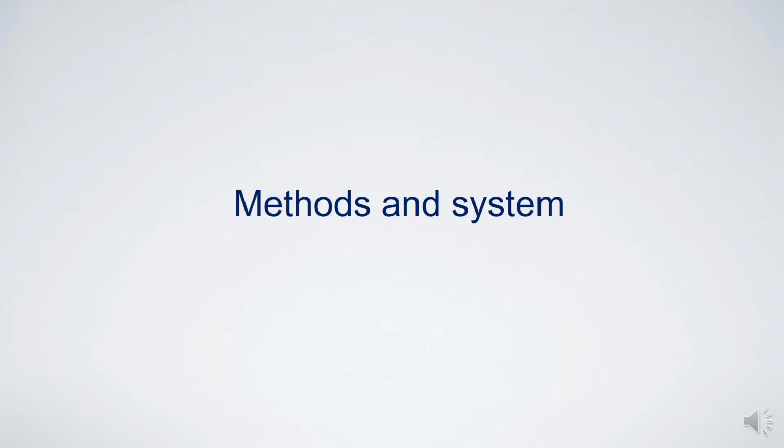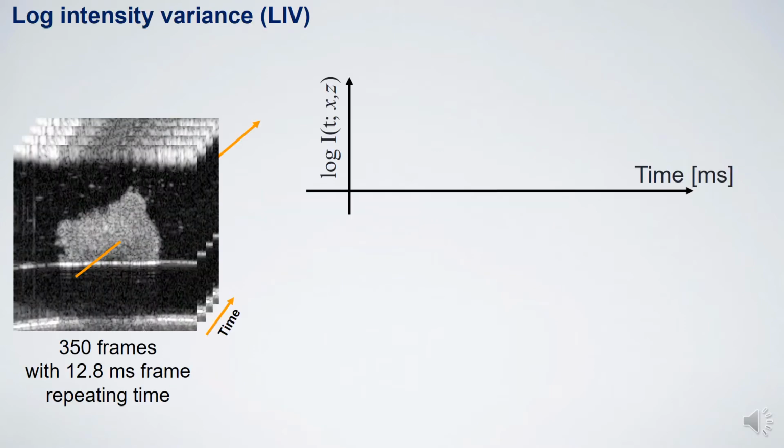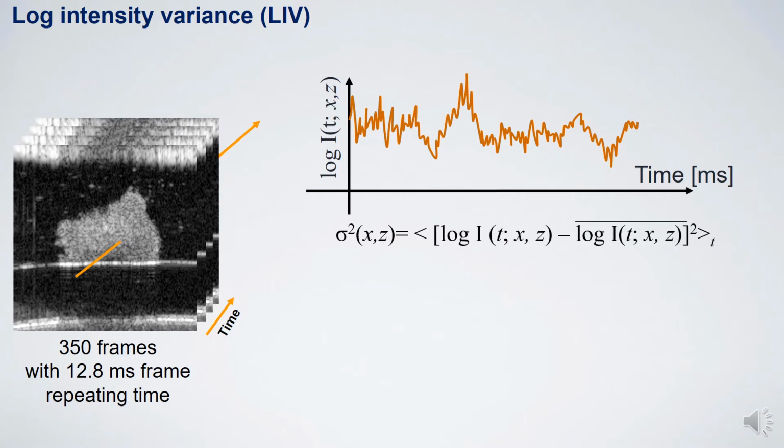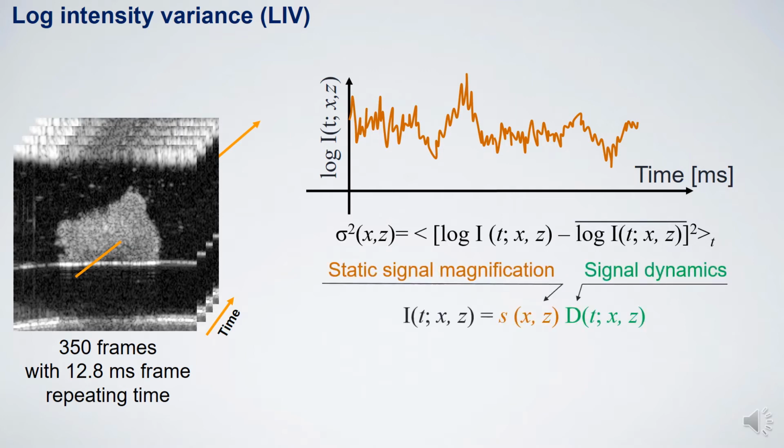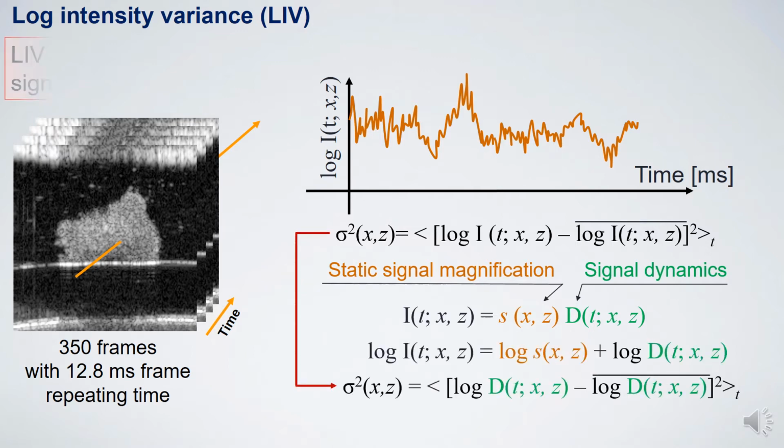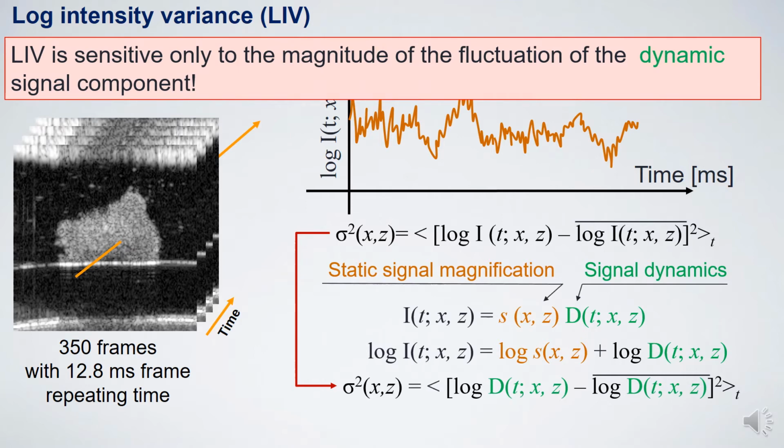Let me talk about our methods and system. Based on the temporal fluctuations of the OCT intensity of a rapidly acquired OCT time sequence, we proposed our log intensity variance method, LIV, which is the time variance of the log scale intensity. And why do we take a log? To explain this, let me model the intensity as I equals S times D, where S is the static signal magnification and D is the signal dynamics. Once we take a log and compute the variance, we get LIV, which is sensitive to the magnitude of the fluctuation of the dynamic signal component.